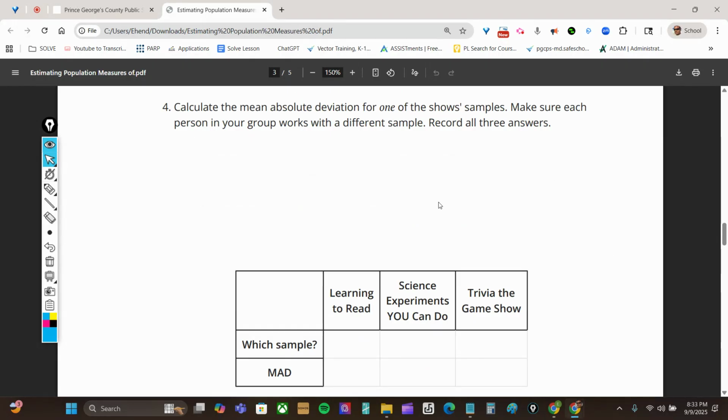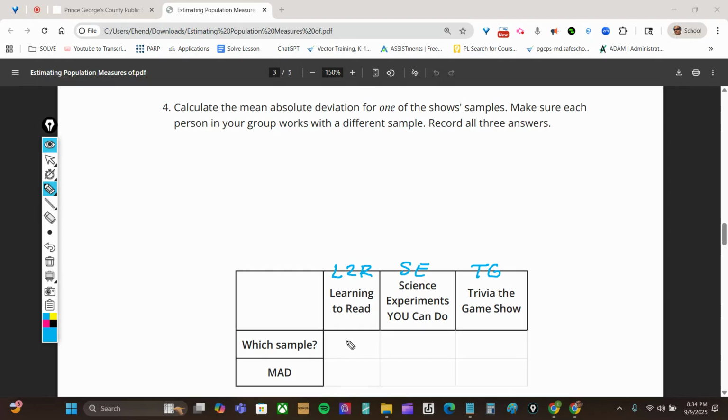All right, hold on. Okay, so first thing, let's abbreviate. This is going to be learning to read, L2R. This is going to be science experiments, and this is going to be trivia game show. Now we're going to abbreviate this question, and I'm going to give you a data set for each.